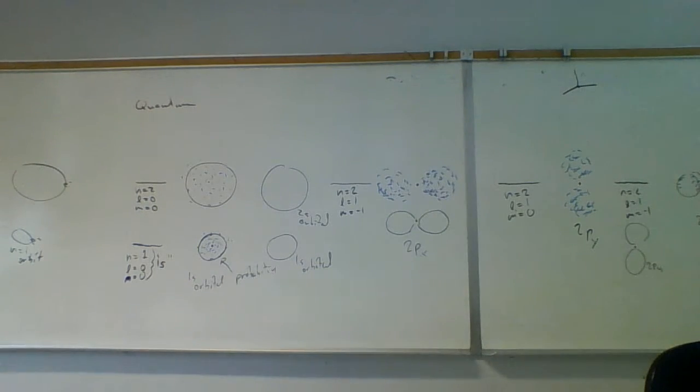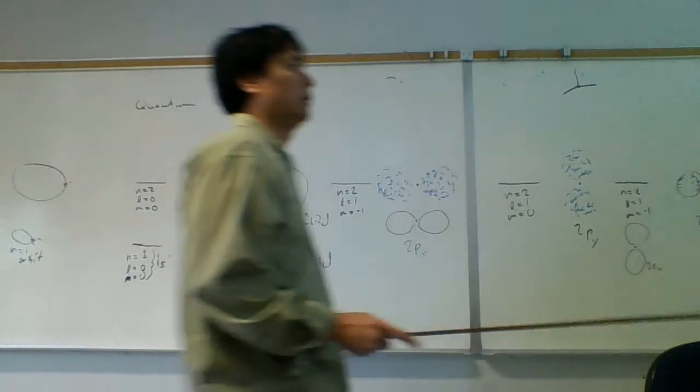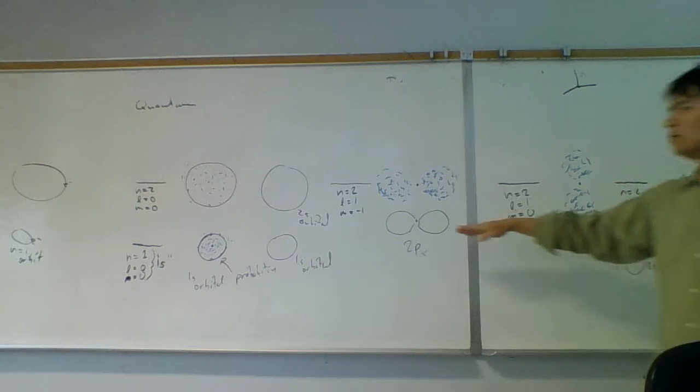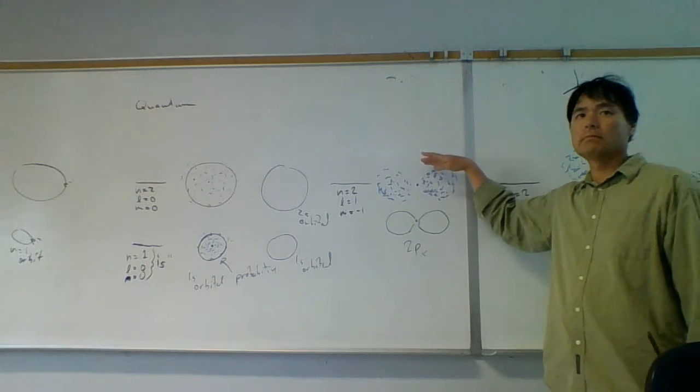So when we look at n, it's going to be the energy, the principal energy. This is called the principal quantum number, the energy. The higher the floor, the higher the energy.